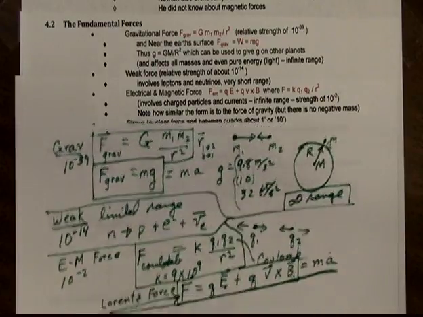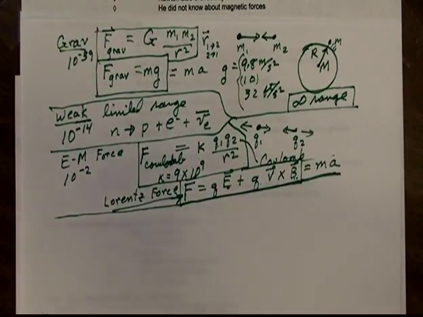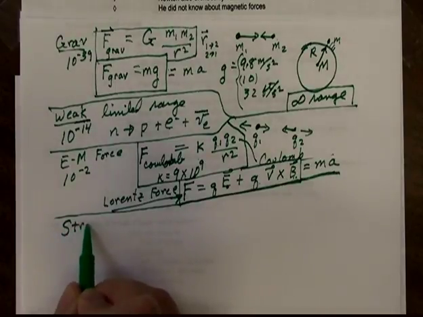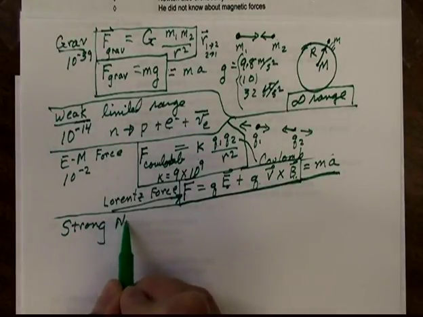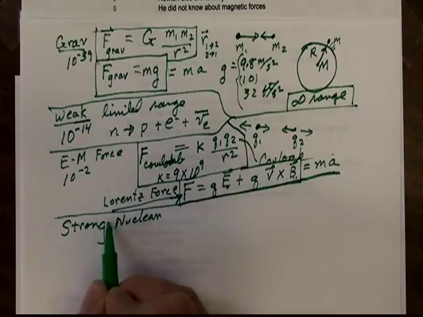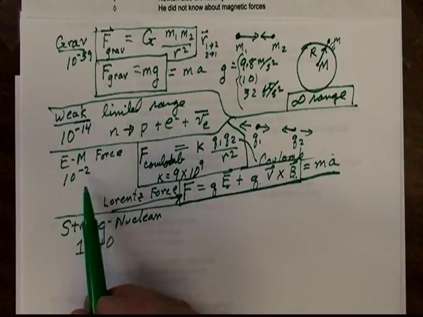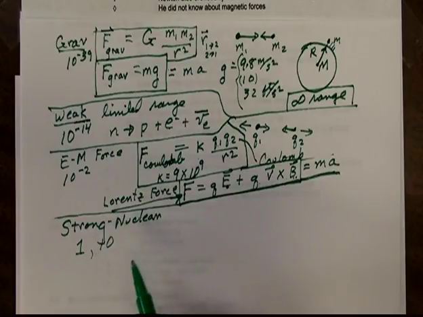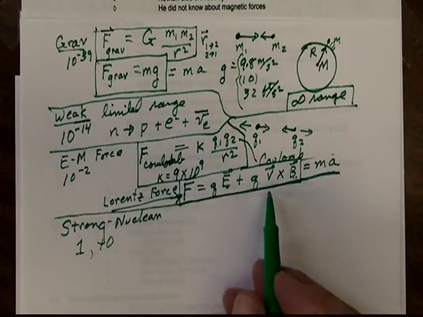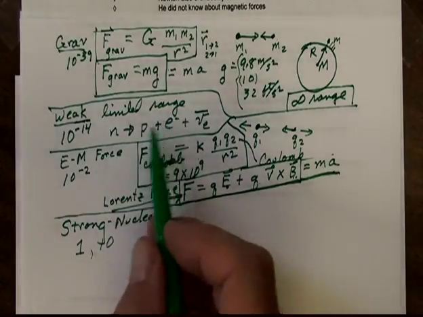The last force is very interesting because it's what we call the strong force, or nuclear. This is the force that holds the nucleus together and has a strength of about 1, maybe up to as much as 10, somewhere in this range. So it's about 100 times as strong as the electromagnetic force. The nuclear force, we don't have a nice equation for it, and we don't have one for the weak force either.